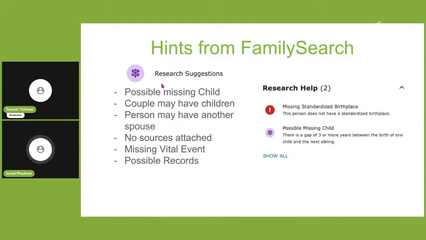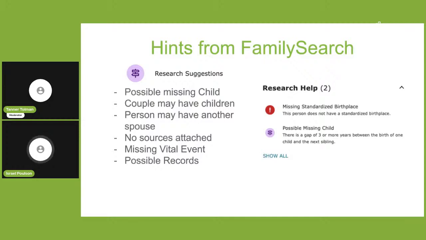So another awesome hint is this purple little crossroads. This one's super awesome, and this kind of helps guide your analysis. So, research suggestions: possible missing child, couple may have children, person may have another spouse, no sources attached, missing vital event, or possible records. An example is there's a gap of 3 or more years between the birth of one child and the next sibling. This is definitely not the case for every single person, but generally, people would have children every 1 to 2 years back then.